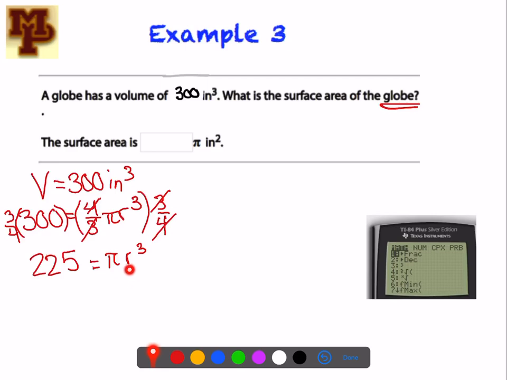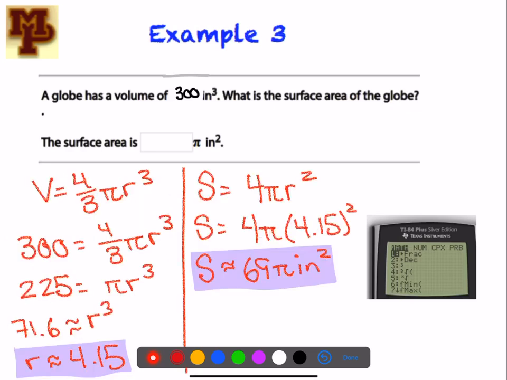So from here, I'll go ahead and divide both sides by pi. And then I'll take the cube root. So we end up with r cubed is about 71.6. And then solving for r by taking the cube root of both sides. So again, we take the cube root. Very important. We'll only do that if we're dealing with volume here. We don't typically do this with surface area. Now that'll give us r is about 4.15.